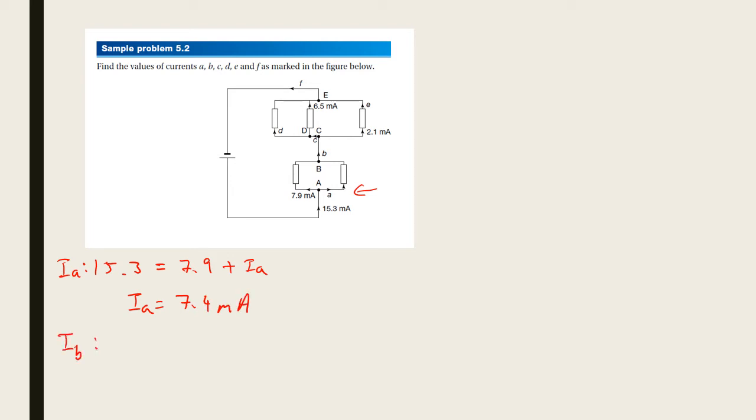So then if we solve that, we will get 7.4 milliamps. For part B, because we know the total was 15.3 milliamps going in, you also must have 15.3 milliamps coming out.